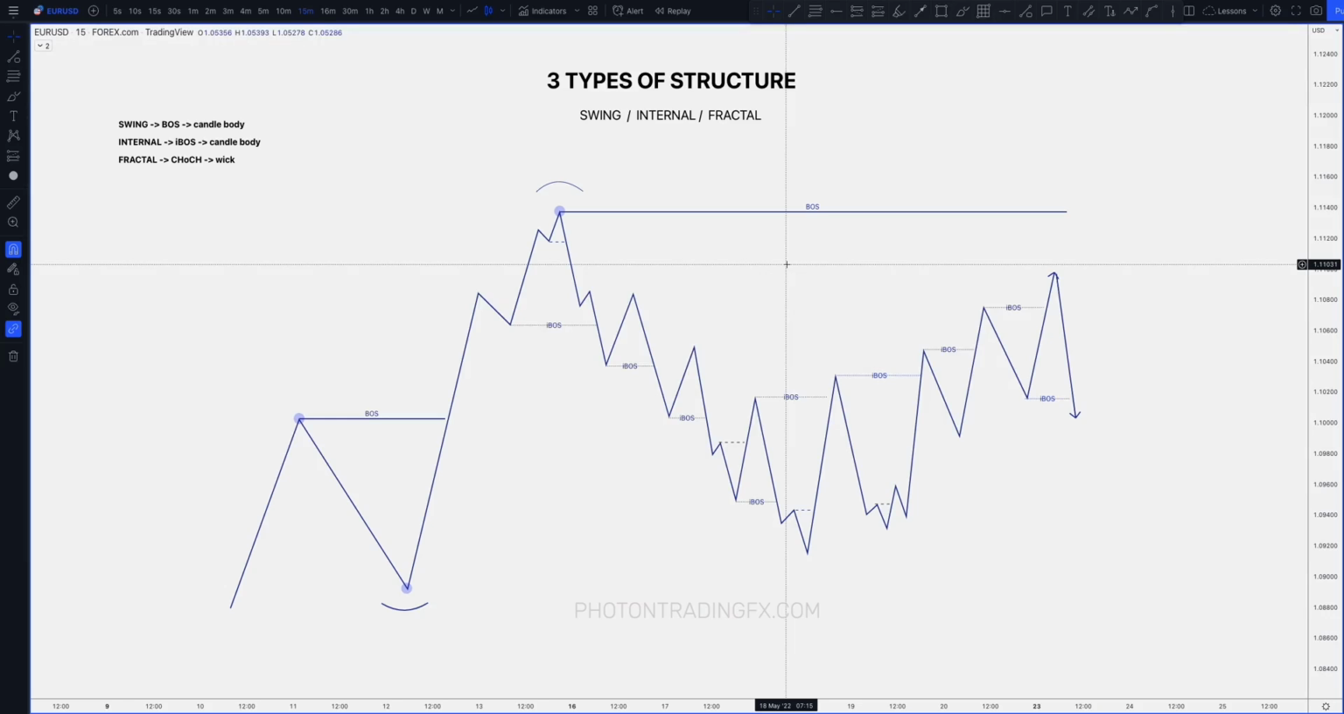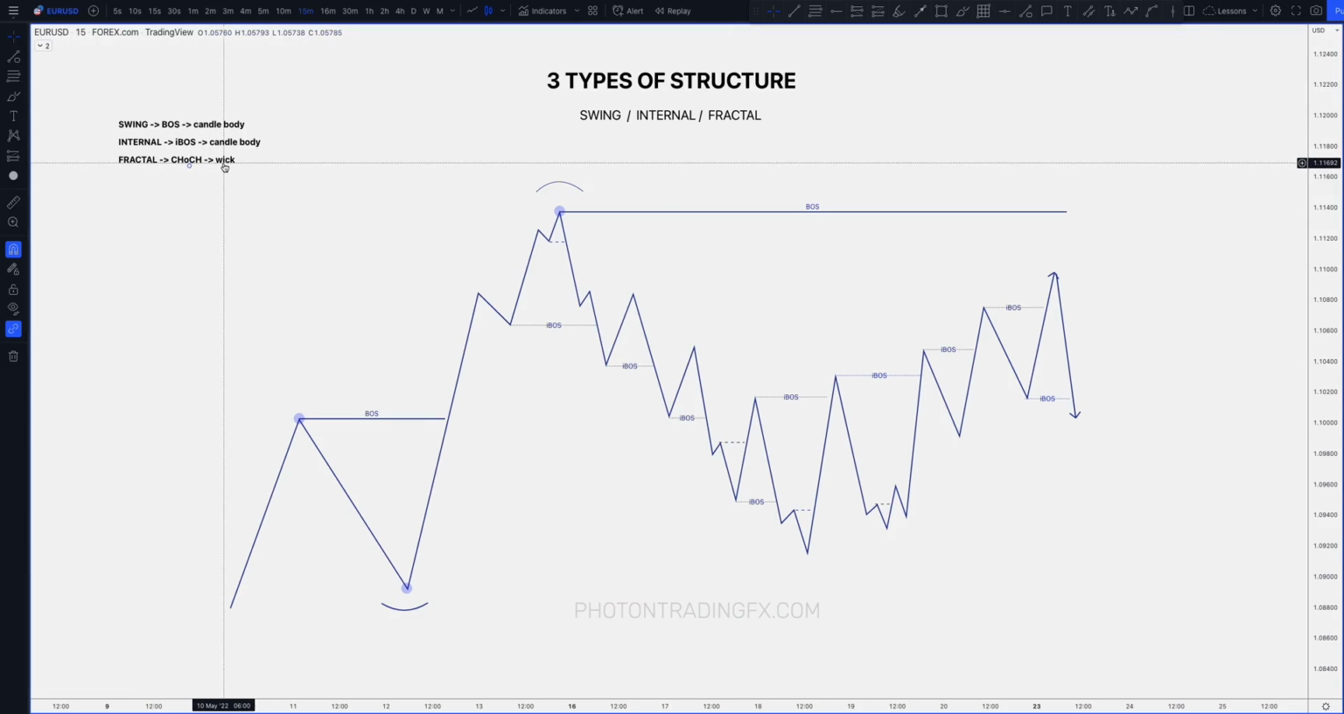Anyway, I'm trying to think if I've missed anything, but I think that's pretty much everything I wanted to cover. Oh yeah, in terms of how we will then map this, for the internal breaks of structure, again, you can do whatever you want. You can use a candle body, like we do with swing, or you can use a wick, but these are my recommendations. Like we've been doing so far, that doesn't change.